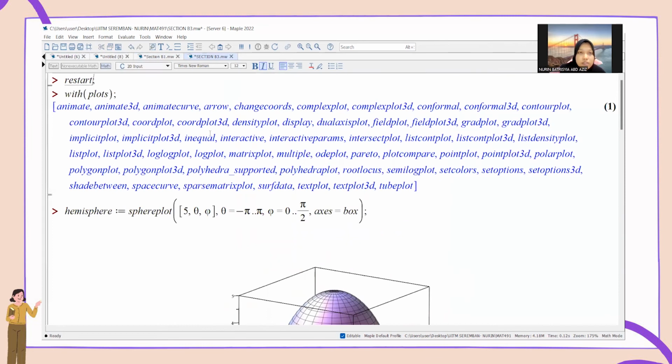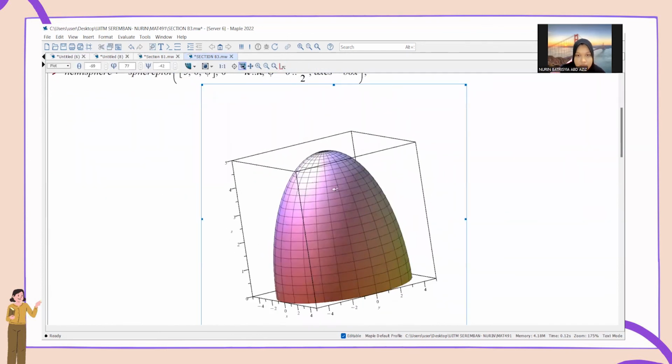The next question that I choose is question 3. Just like before, we restart and with plots. Then we put the command hemisphere equals to sphereplot, open bracket, 5, theta, phi. R is 5 because the radius for hemisphere that we get from the equation is 5. Theta is negative pi to pi. Phi is 0 to pi over 4. This is pi over 4 because hemisphere is half of sphere. And the axes equals to box. And then we will get this figure.